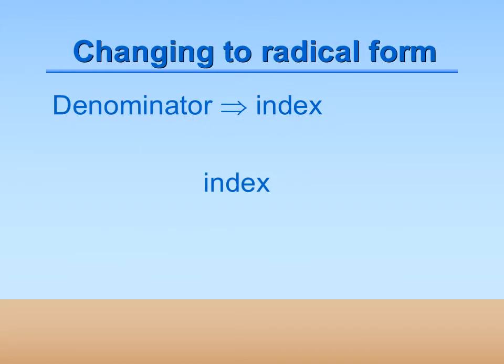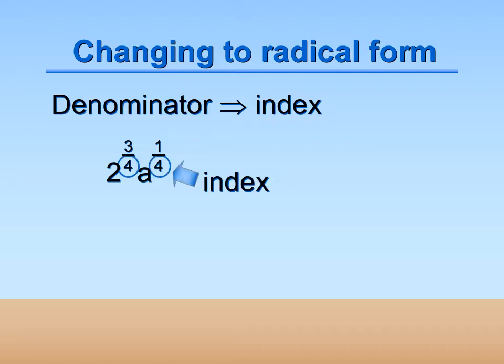All right, so again, the denominator is going to be in your index, right? The denominator goes into your index, okay? So if these are your numbers, 2 to the 3 over 4, a to the 1 over 4, the number that's going to go in the index will be the 4, right? Because that's the denominator. So that will go into the index, leaving you 2 to the 3rd and a to the 1, which is just a. And 2 to the 3rd is 8, so we'll go ahead and write 8. So now we've got the 4th root of 8a.